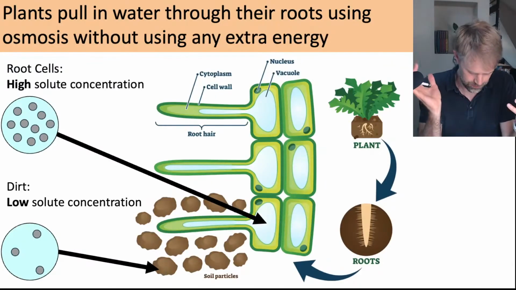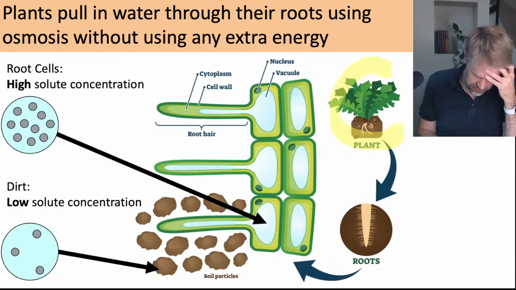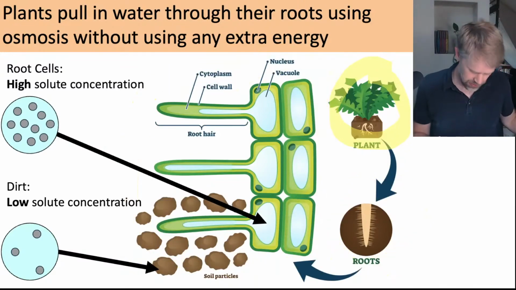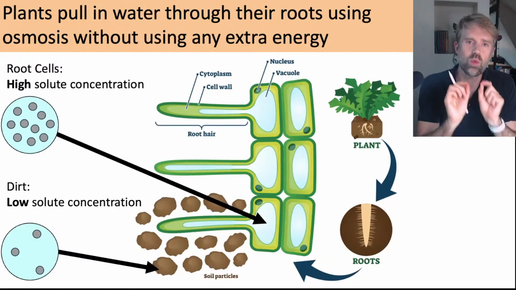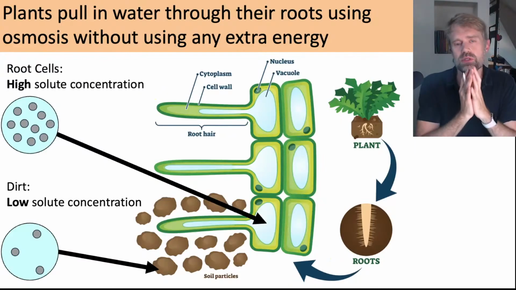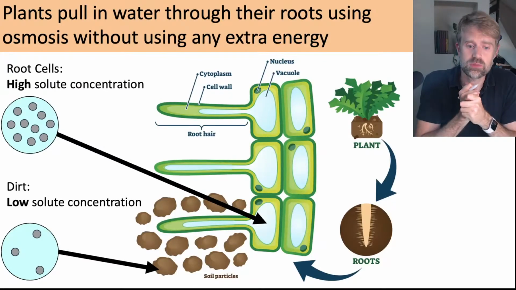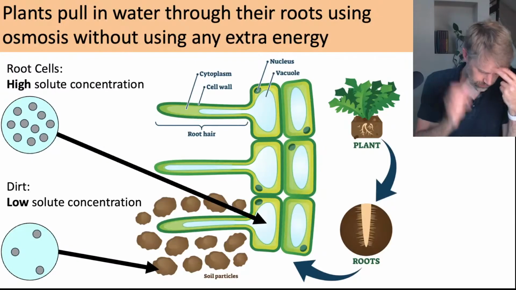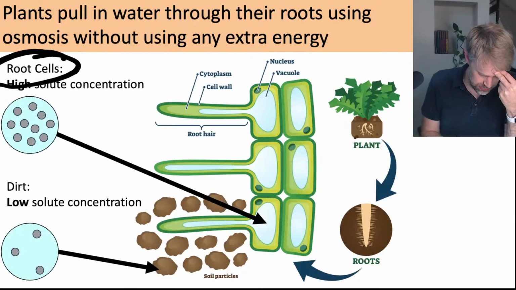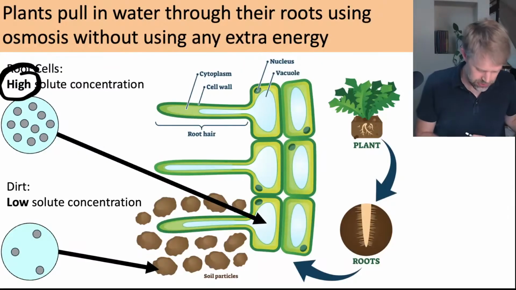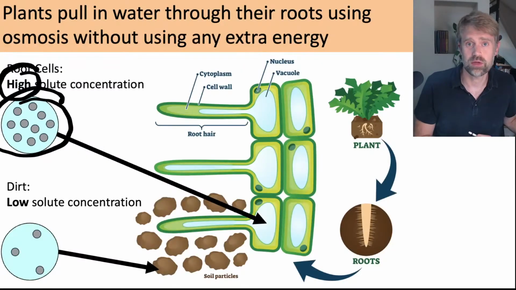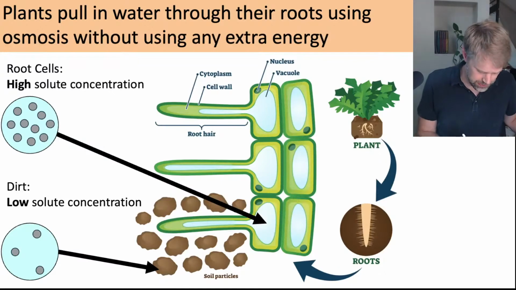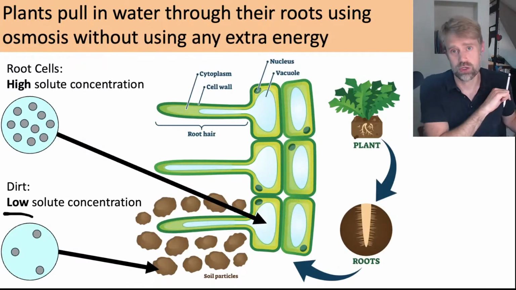And here's why. This is a diagram of a plant, and then we zoom in on the roots, and then we zoom in on the cells in the roots. And then over here, we have some dirt. Now, the reason why water moves into plant roots, it sort of gets sucked in, is because of osmosis. There are two ways to think about it. Inside root cells, there is a high solute concentration, and I did a drawing of it for you right there. Inside the dirt, there's typically a low solute concentration.